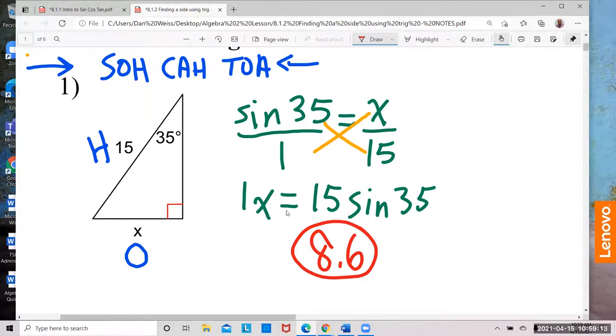Hit clear. Type 15 times 35 sine equals. I got 8.6. 8.6. All right. That's how we do it.